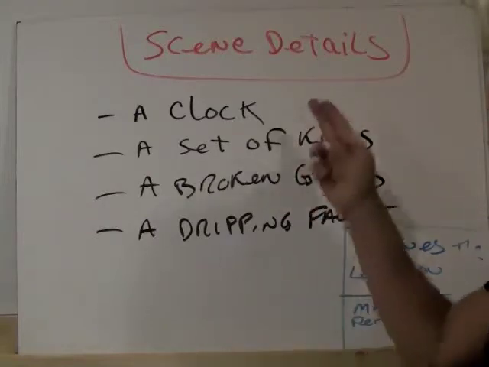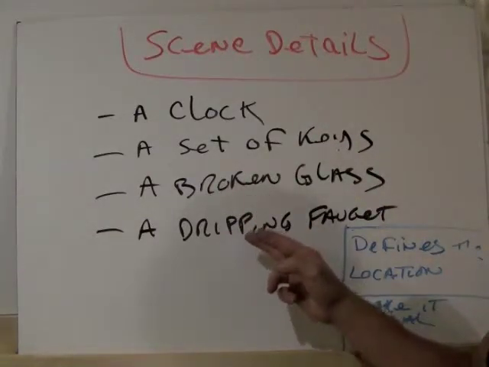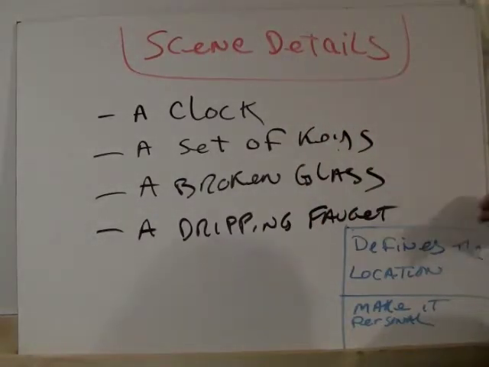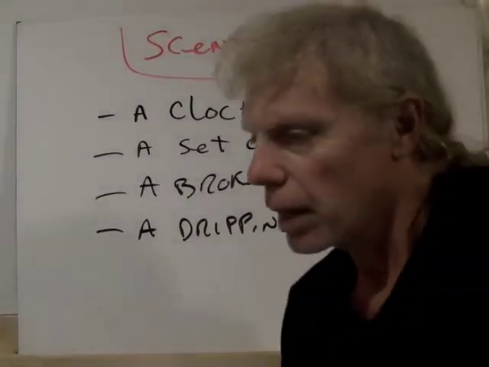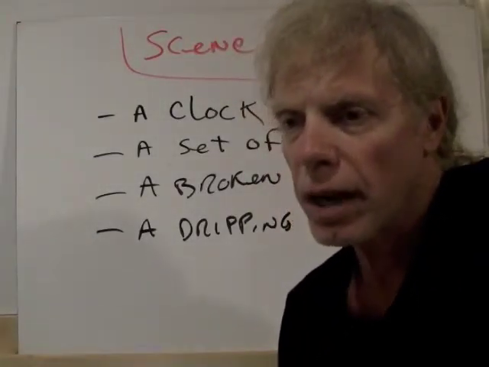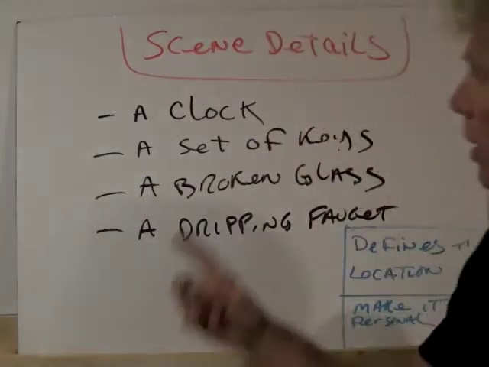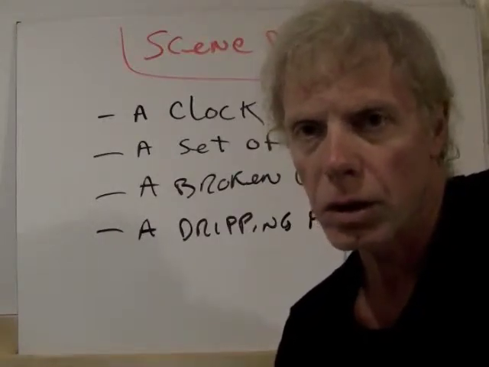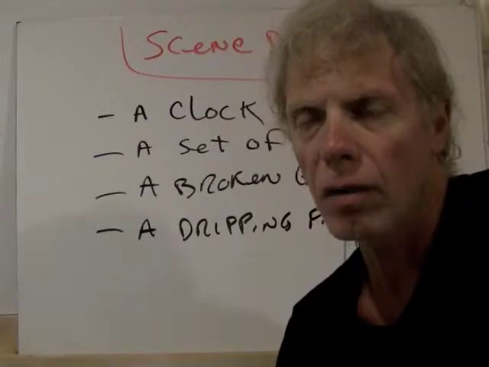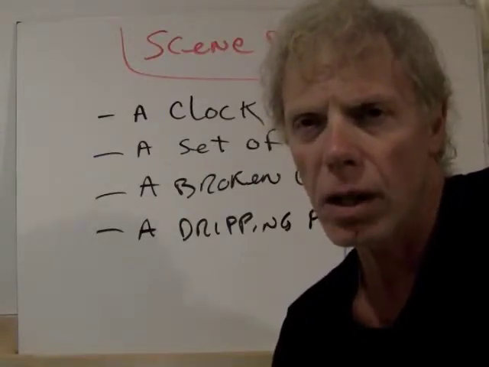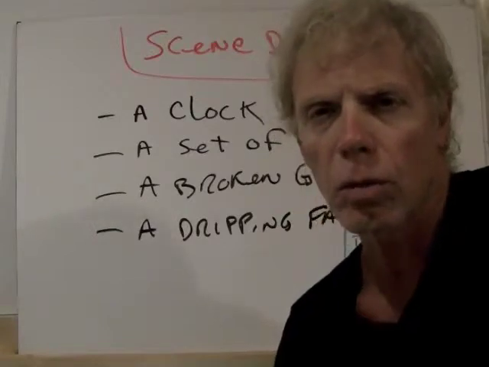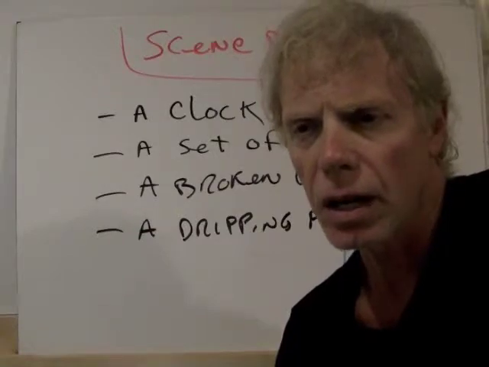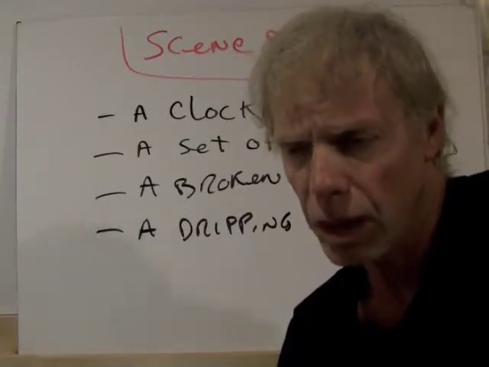Scene details. A clock, a set of keys, a broken glass, a dripping faucet. These are ways to define the location, make it personal. An establishing shot gathers all the information, whereas scene details really go in close and personal to give the audience a real sense of what the location, what the scene is all about. Is it in an apartment or a bedroom or wherever they may be? So pay attention to the use of scene details. It's a very powerful framing technique.